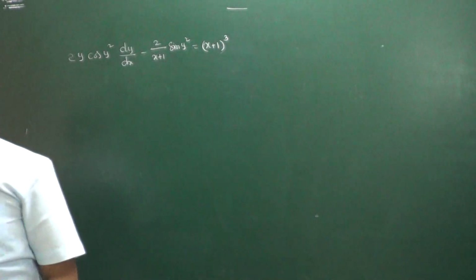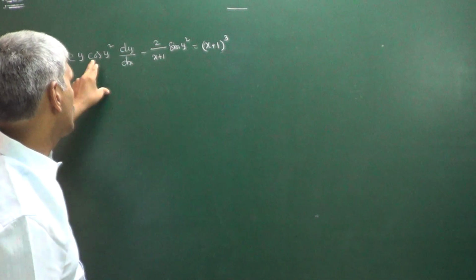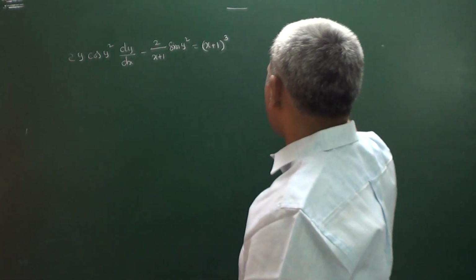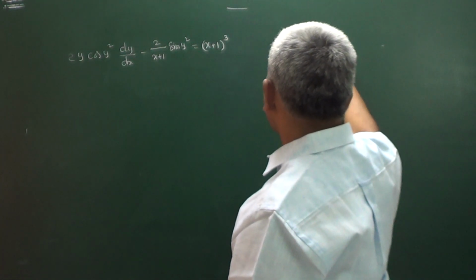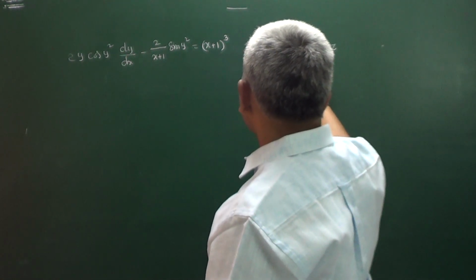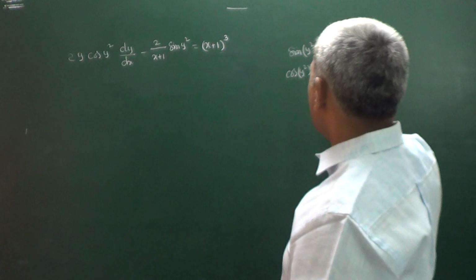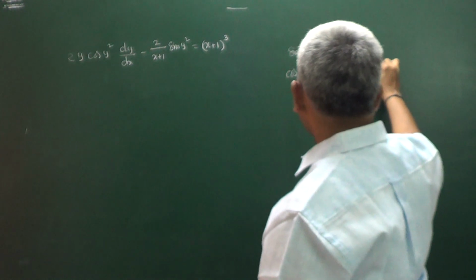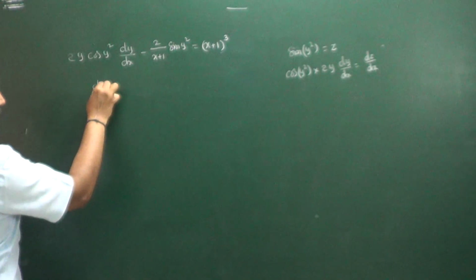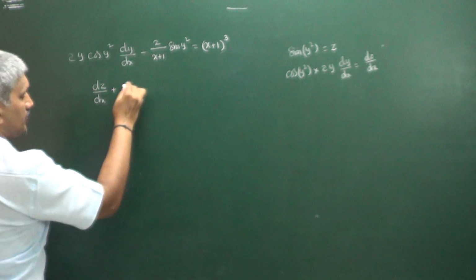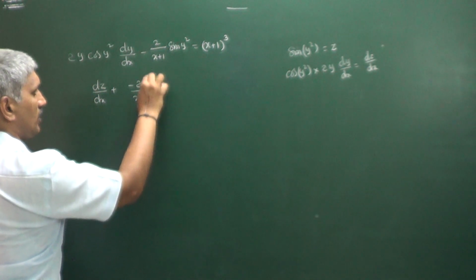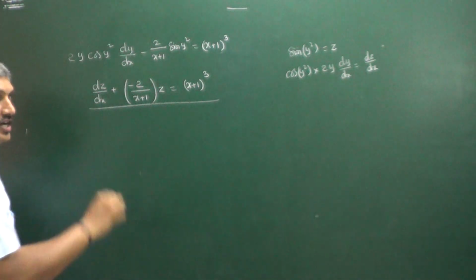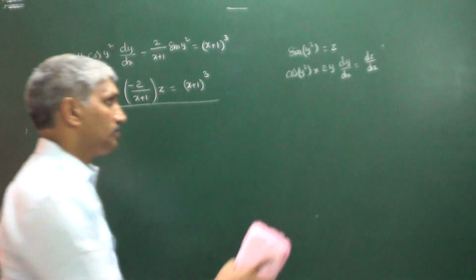Check. What is the differentiation of sin x? Sin x differentiation is cos x, and the inner function differentiation, y square differentiation, is 2y into dy by dx. That's why we have to take the substitution as sin of y square is equal to z here. Then we get cos of y square into 2y into dy by dx is equal to dz by dx. Now the question changes as dz by dx plus minus 2 divided by x plus 1 into z is equal to x plus 1 whole cube. Now we got a linear differential equation which we can solve.